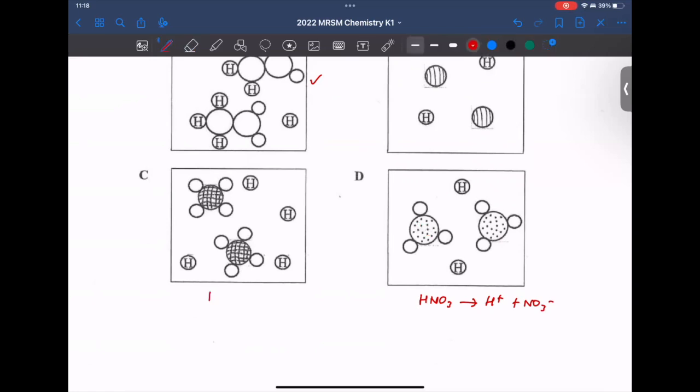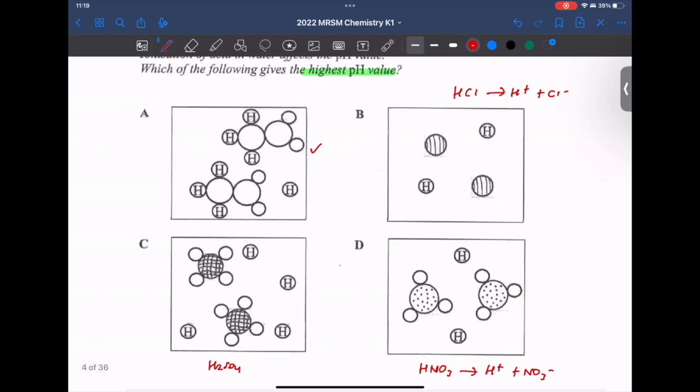And then this will probably be H2SO4. And this is probably CH3COOH, I guess. So this is a weak acid. So the answer is supposed to be A, in the sense that it's a weak acid. Weak acids usually dissociate partially, and it should have the highest pH value.